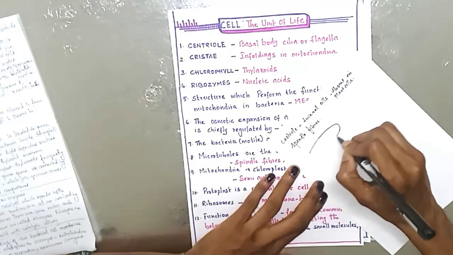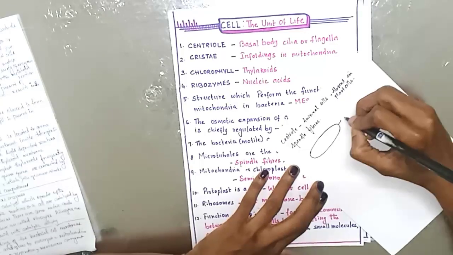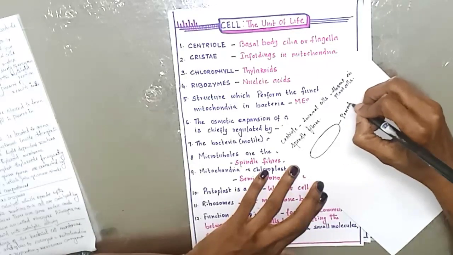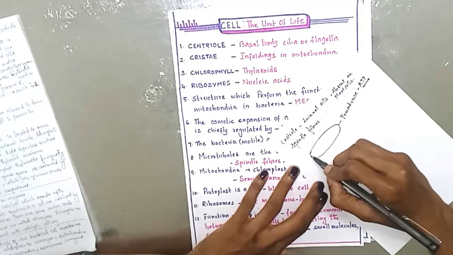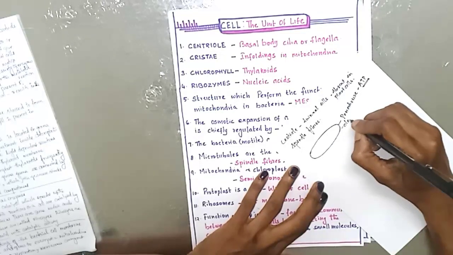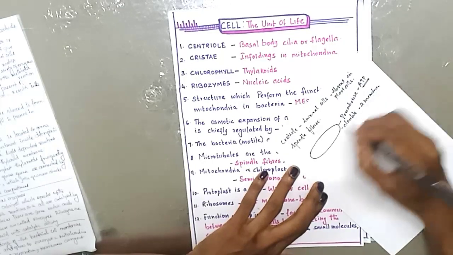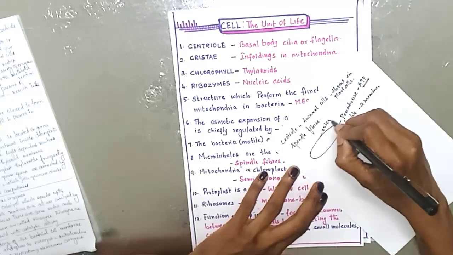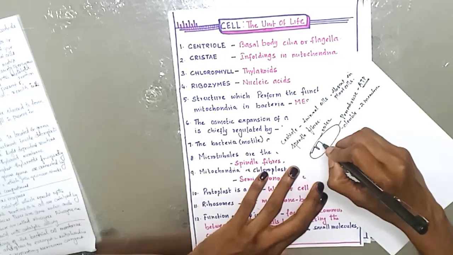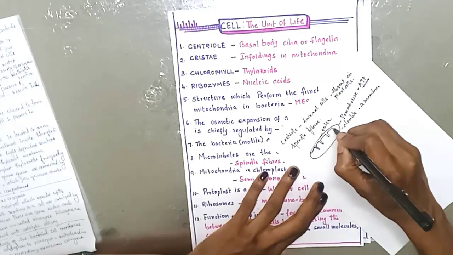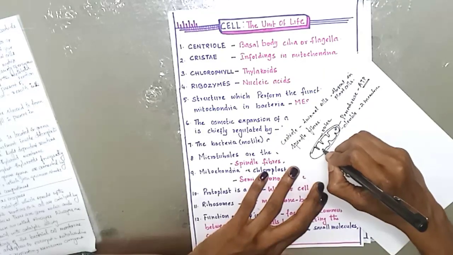You have mitochondria inside the cell. Mitochondria is present in the cytoplasm. This is called the powerhouse of the cell because ATP is generated inside mitochondria. This mitochondria is a double membranous structure that is made up of two membranes. This is the outer membrane, and you have one more membrane, the inner membrane, but this inner membrane is folded like this, which gives a wrinkled appearance.